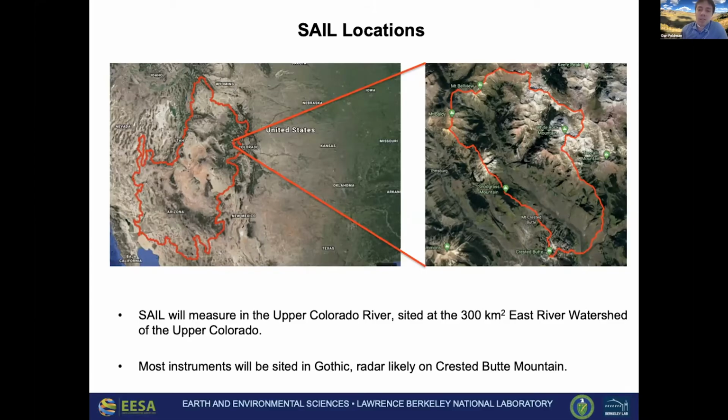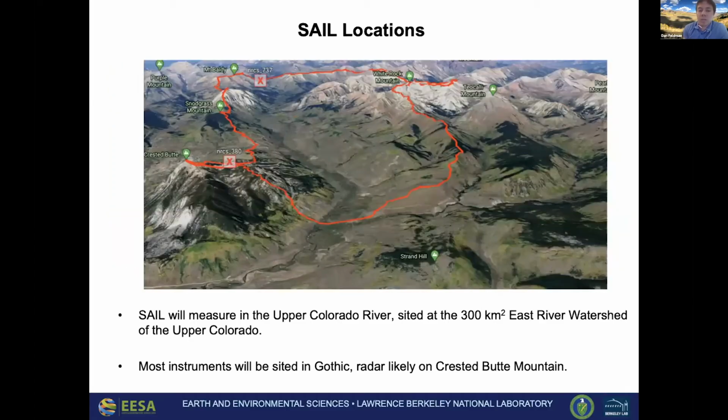This is a heavily instrumented site already from the Watershed Function SFA, and provides context for the observations over the past several years. This is a perspective view of that watershed. It is roughly a bowl. On the southern side, there's Crested Butte Mountain, where we're looking to put a precipitation radar, sort of near where that X is. And that will kind of survey over this area.